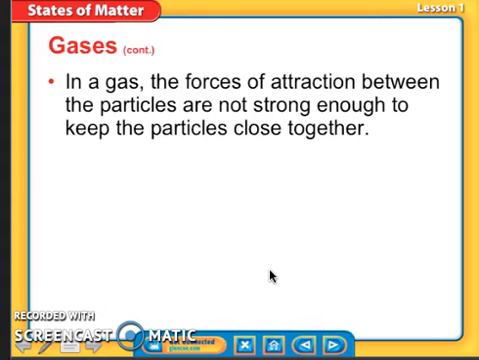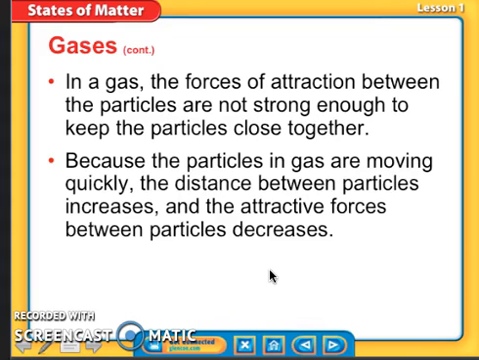Now, in a gas, the force of attraction between the particles is not strong enough to keep the particles close together. That's because the particles in a gas are moving really, really fast. So the distance between them increases and the attractive force decreases. So that basically means they're far apart and they're not very strong, okay?